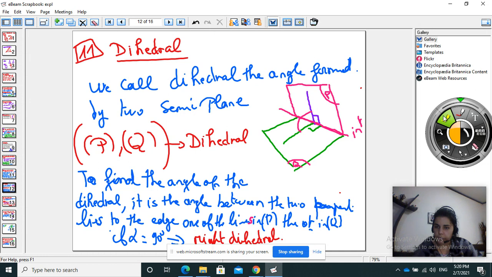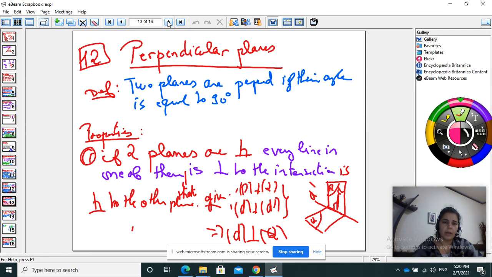This is the intersection, so this is alpha. I will draw it in another color. I wrote it last year when I was explaining this part. If this angle alpha is 90, I can say that they are perpendicular. Okay, that's it. I will move now to part 12.